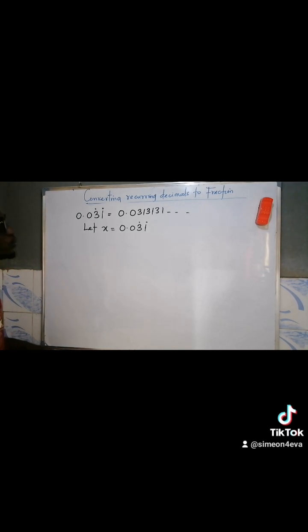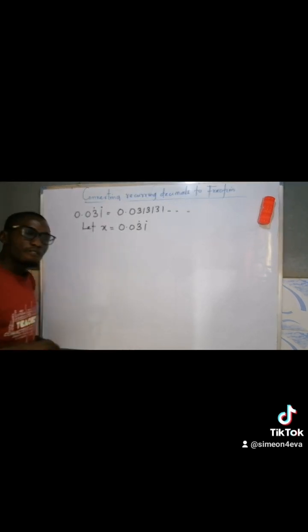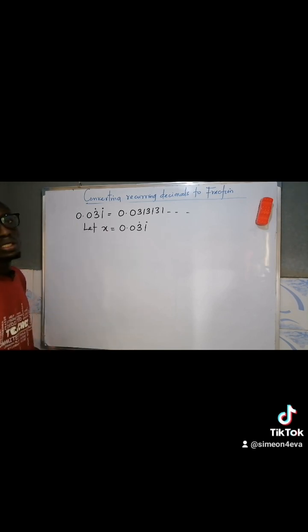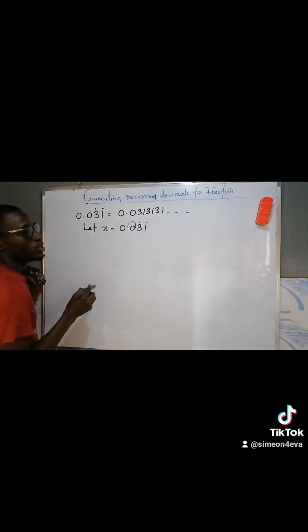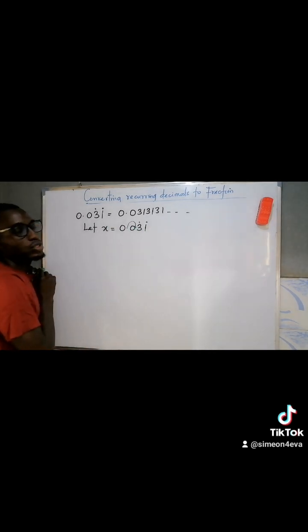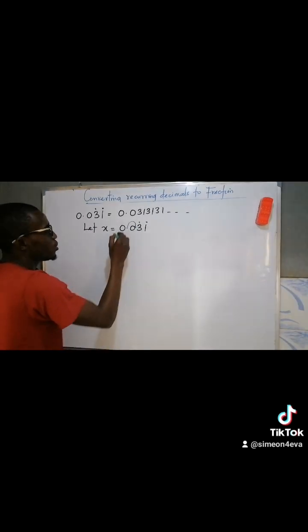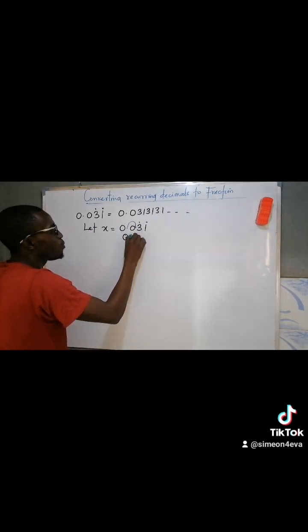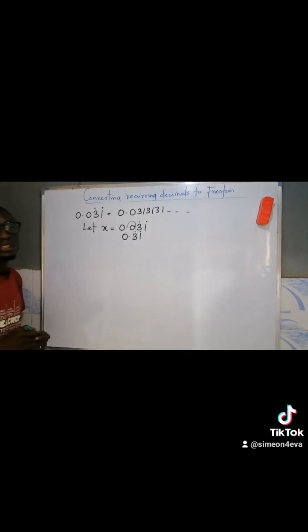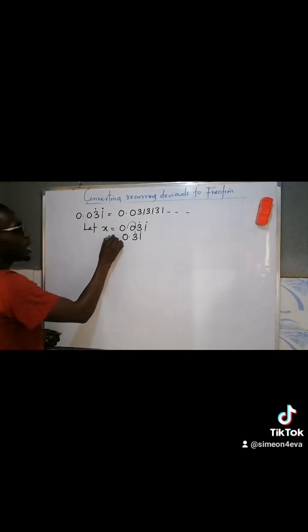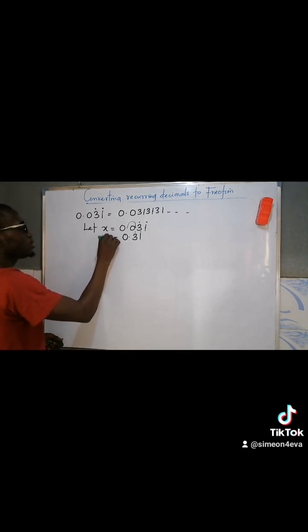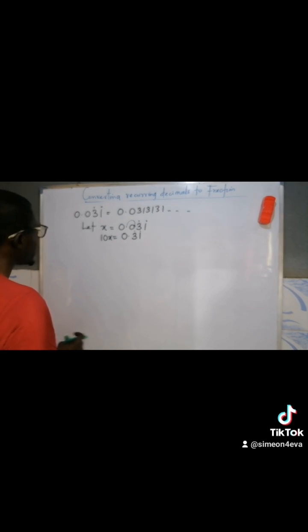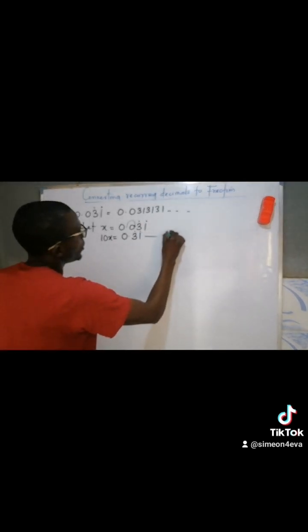But from the rule, I said after the decimal point should come the first recurring digit. 0 is not a recurring digit, and it's coming after the decimal point. So what do you need to do? Let's move it to the right once, so that the decimal point now comes here, such that after the decimal point comes the first recurring digit. So if you move it once, you have 0.31, which is the first recurring digit after the decimal point. And remember what I said in the last question we solved, that when you are moving once to the right, that means you're multiplying by 10. So 10 times x gives you what? 10x.